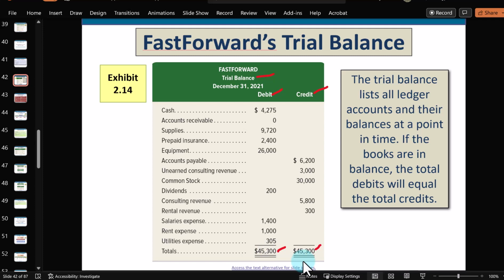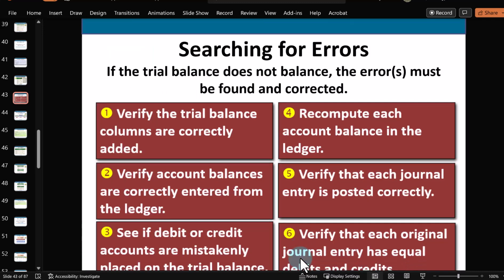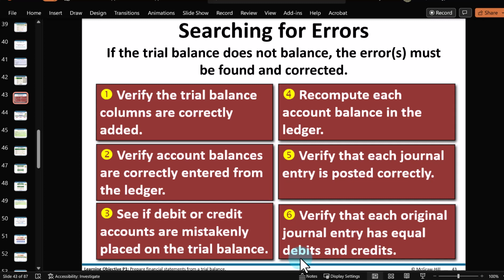Again, the difference between these totals would be evenly divisible by the number 9. So that kind of gives you an idea of how to trace mistakes. Now, the mistake could go all the way back to the journal. And here's some steps you may have to take to fix those types of mistakes.